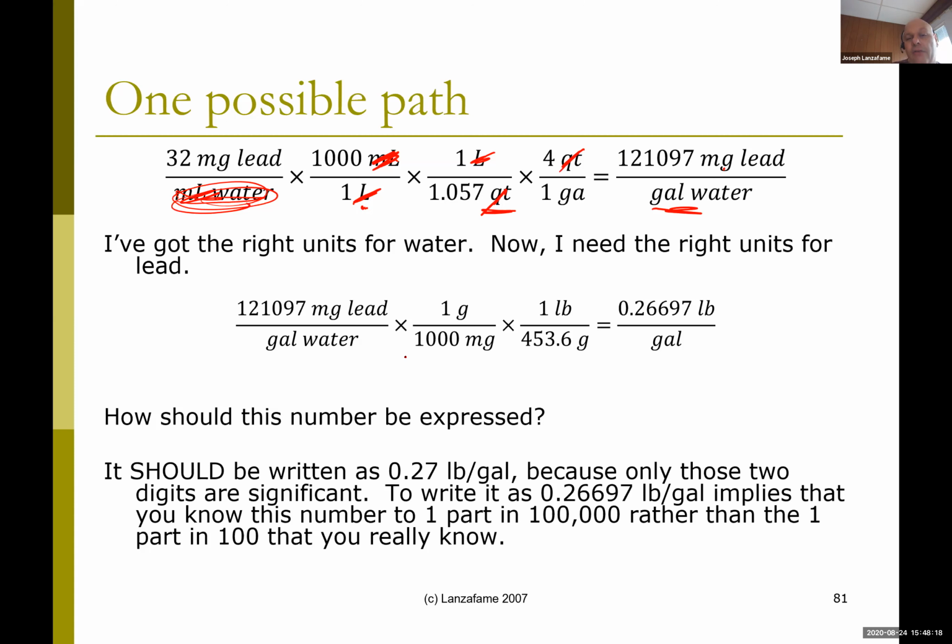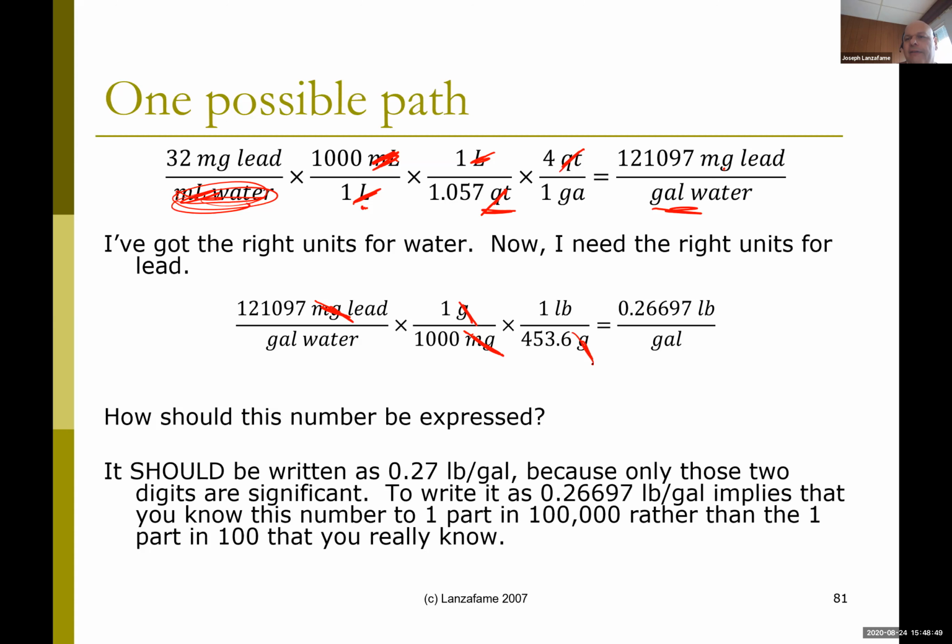So I needed to get to grams. So again, milligrams is up here, so it goes down here, so it cancels. 1 gram is 1,000 milligrams, right? And then again, I wanted pounds, so I need to get rid of grams. So here's my grams in the numerator. I put it in the denominator and pounds in the numerator, and voila. If I punched all that into my calculator, I get 0.26697 pounds per gallon.